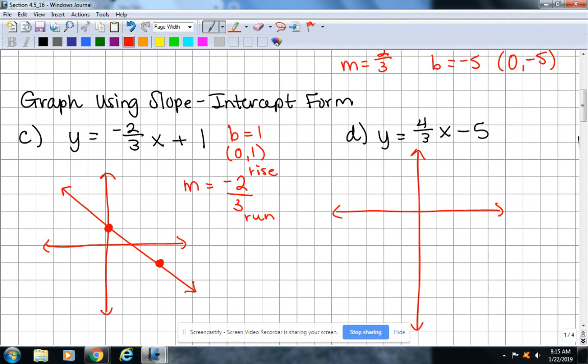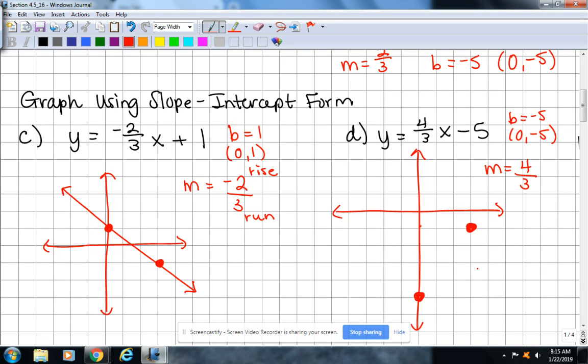All right, where does my first point go? Yeah, on the y-axis. First point's always on the y-axis. So it's negative 5. So (0, -5) is my first ordered pair. 1, 2, 3, 4, 5. So there it is. Are we okay with that? What's my slope? 4/3. So I start at (0, -5), and where do I rise? Up 4, and where do I run? What does over mean? To the right, 3.